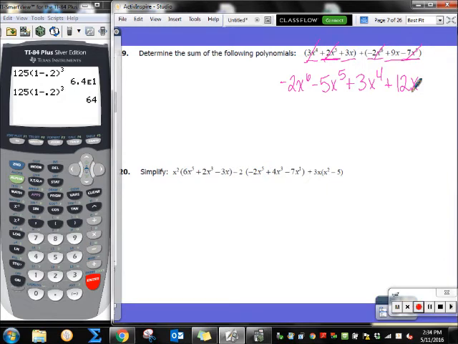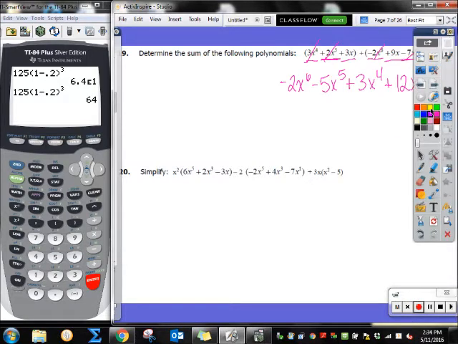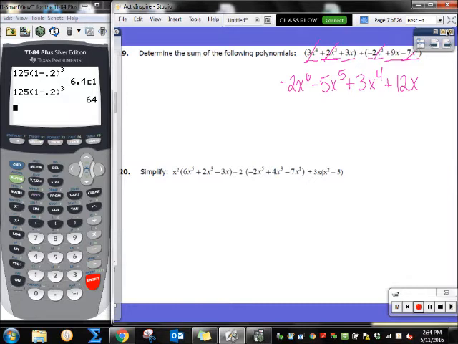Now we need to simplify number 20. Now the difference here is we have some distribution to do first. So I'm going to distribute everything. So x squared times 6x to the 5th, that's going to be 6x to the 7th. X squared times 2x cubed is plus 2x to the 5th. X squared times negative 3x is negative 3x cubed.